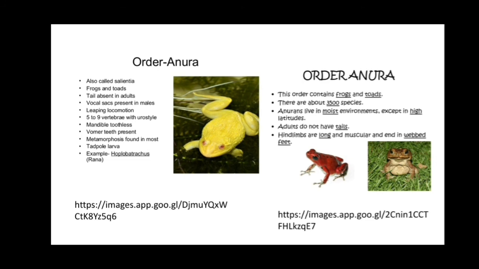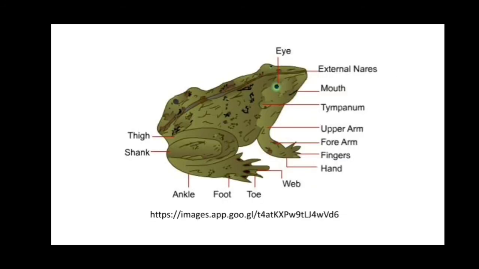Again, you can see here the diagram. This diagram shows the tailless amphibian, that is the frog, with hind limb, forelimb, mouth and external nares. This is the diagram of Rana tigrina.